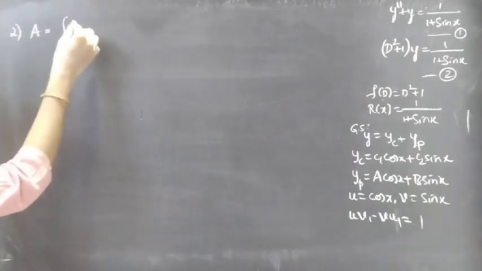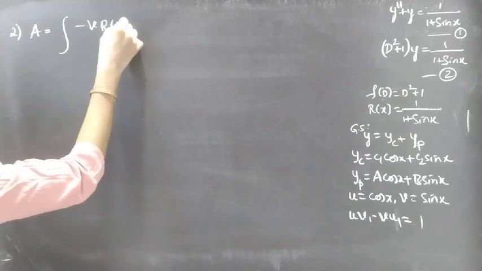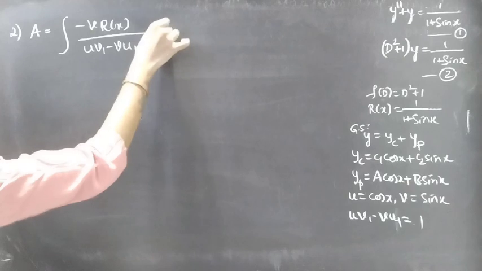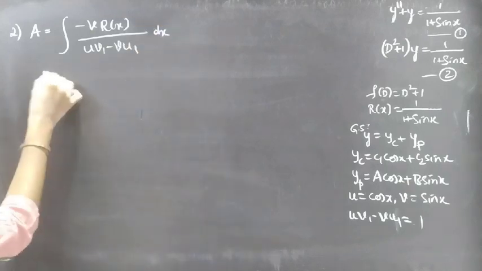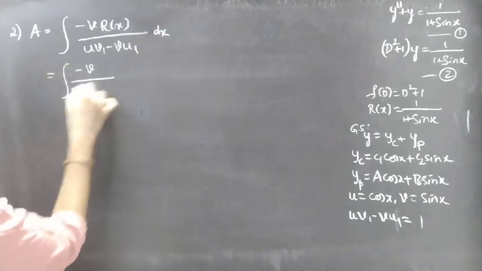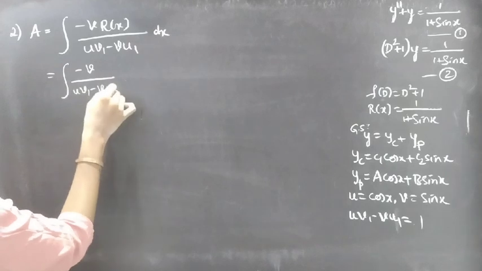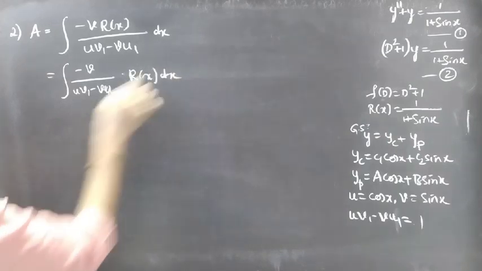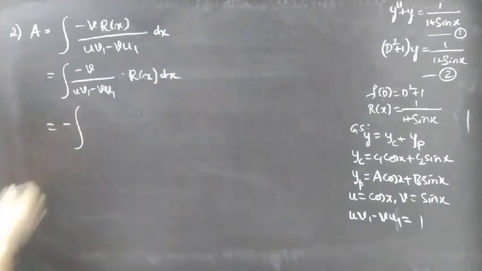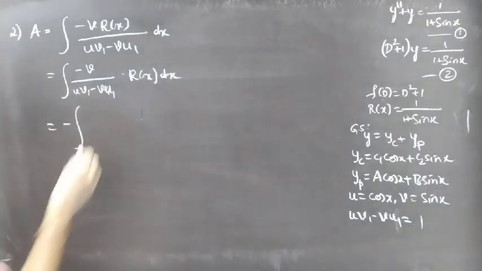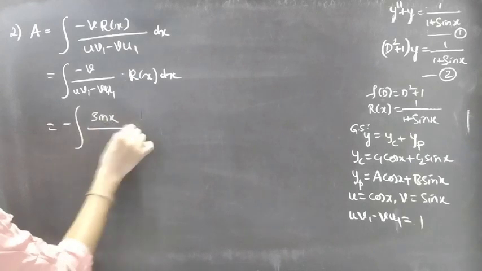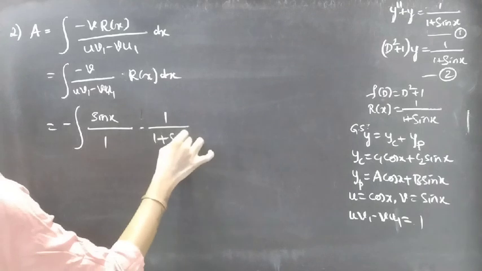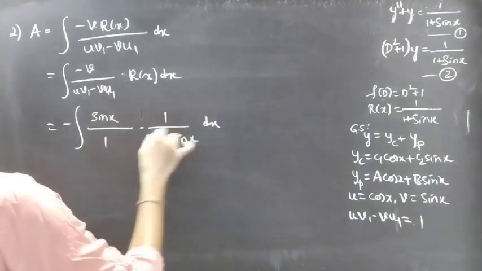A is given by the formula minus v into r of x by u v1 minus v1 into dx. Since r of x is a fraction, we'll write the formula as minus v by u v1 minus vu1 into r of x for our convenience. A is equal to minus integral, v is sin x, u v1 minus v1 is 1, into r of x is 1 by 1 plus sin x, into dx.